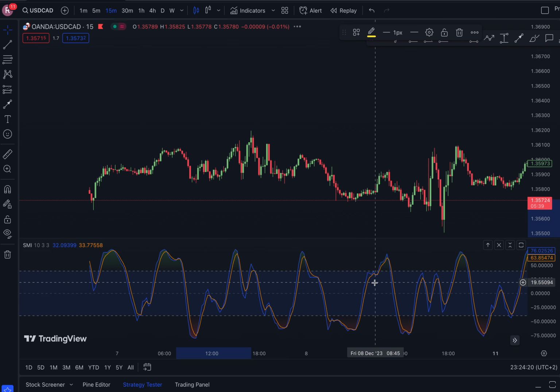Just like that. Now with this indicator, you can add it onto any other confluence, and it's a great tool to use when you are trading.